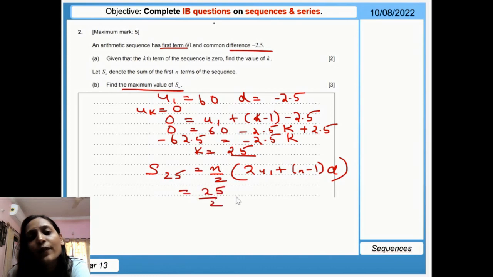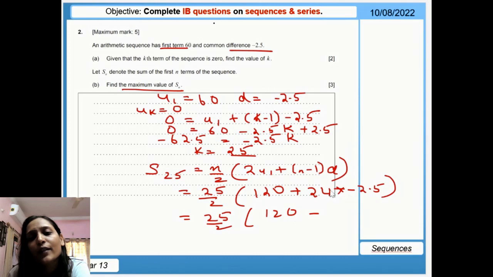So it would be 25 by 2 times 2u1, which is 2 into 60, so 120, plus n minus 1. n is 25, so 25 minus 1, 24 times negative 2.5 over here. And then let's simplify this. So 25 by 2 times 120 minus 60. So this would be 25 by 2 times 30, 30 into 25, which is 750.